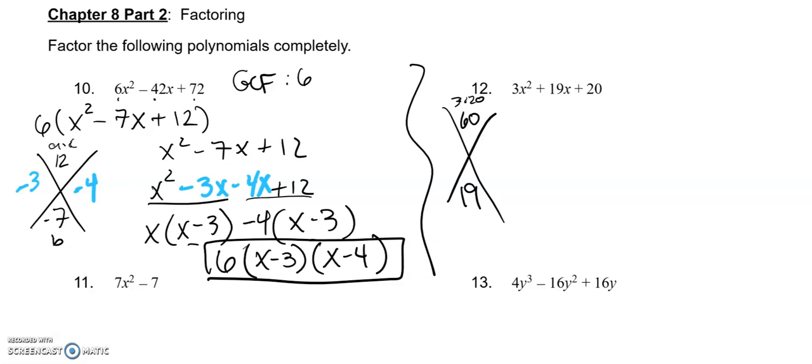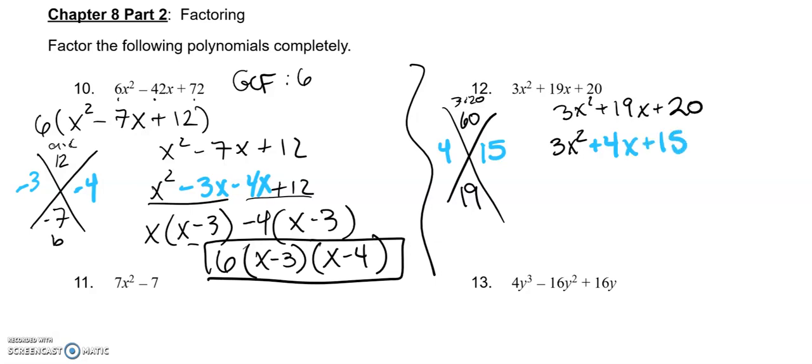This could take a little bit of thinking. Maybe you got that table. Maybe you just use your calculator and start trying to divide numbers. It ends up being 4 and 15. 4 times 15 is 60. 4 plus 15 is 19. So we're going to take 3x squared plus 19x plus 20 and rewrite as 3x squared plus 4x plus 15x plus 20.